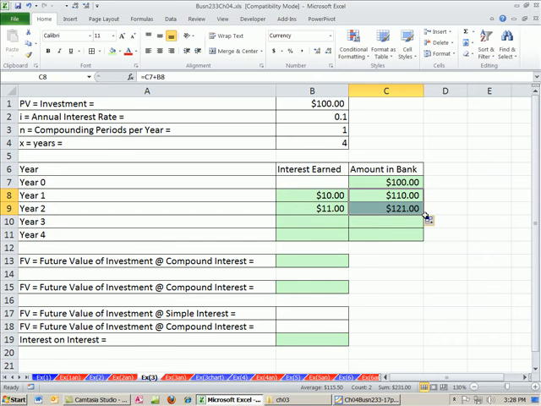Similarly, when I copy this down, this is just two relative cell references adding. But you can see we got 11, so our new total is 121. When I copy this down to here, $12.10, 133.10. When I copy it down one more, you can see our total amount is going to be 146.41.